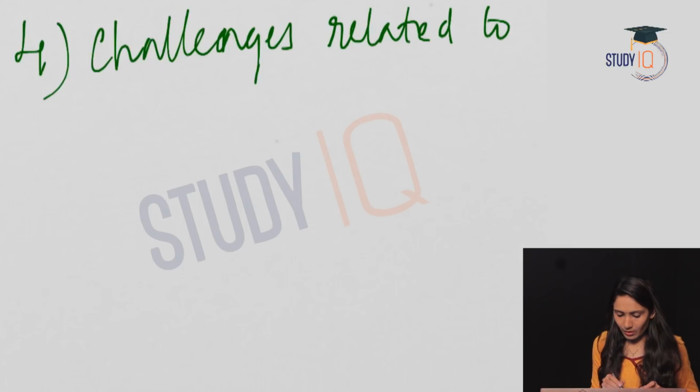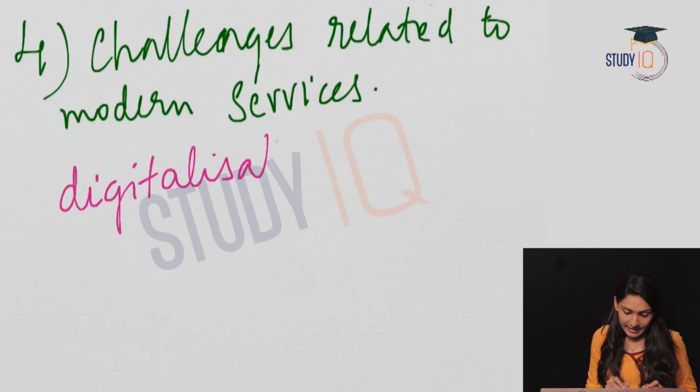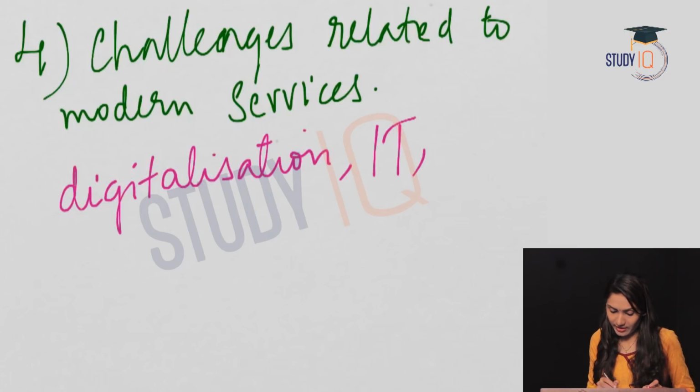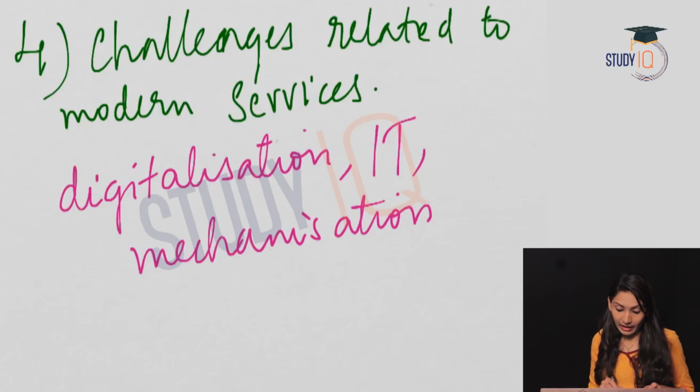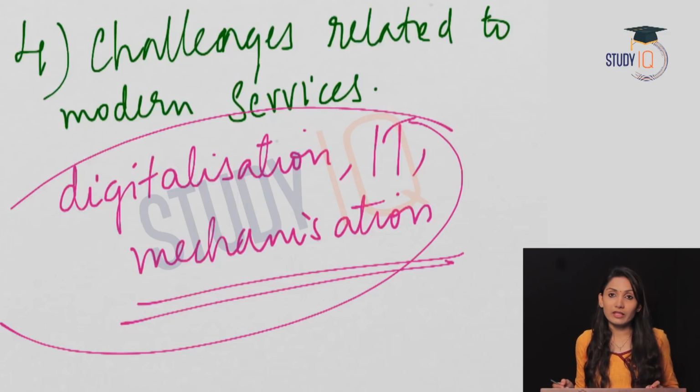The next reason for jobless growth was challenges related to modern services. With the new economic policy, the economy adopted digitalization, information technology, increased mechanization, etc. The Indian population was unfamiliar with all these things, so this also led to jobless growth in the economy.